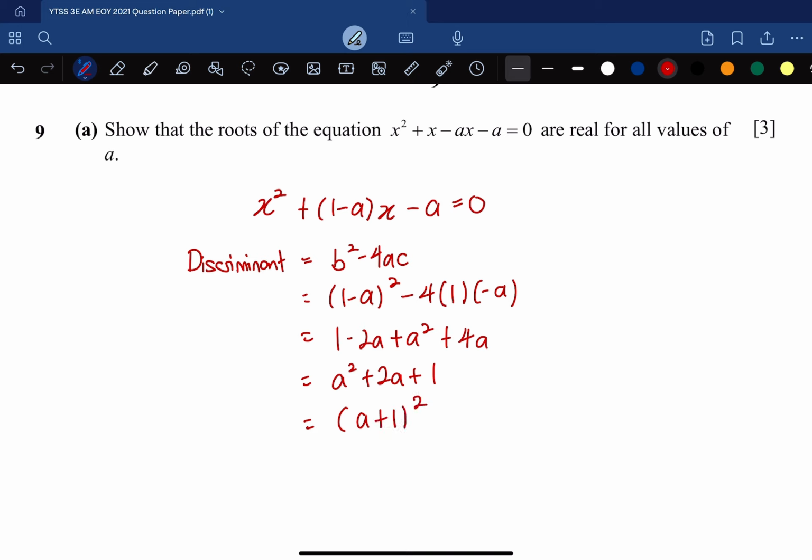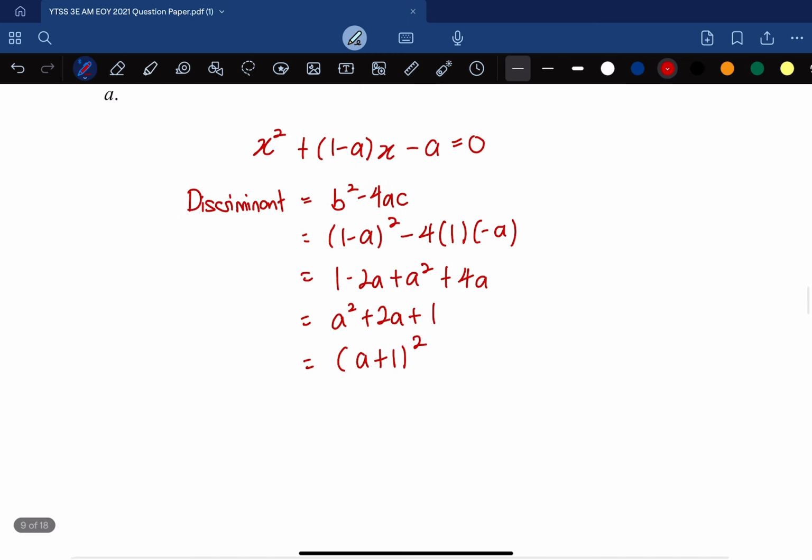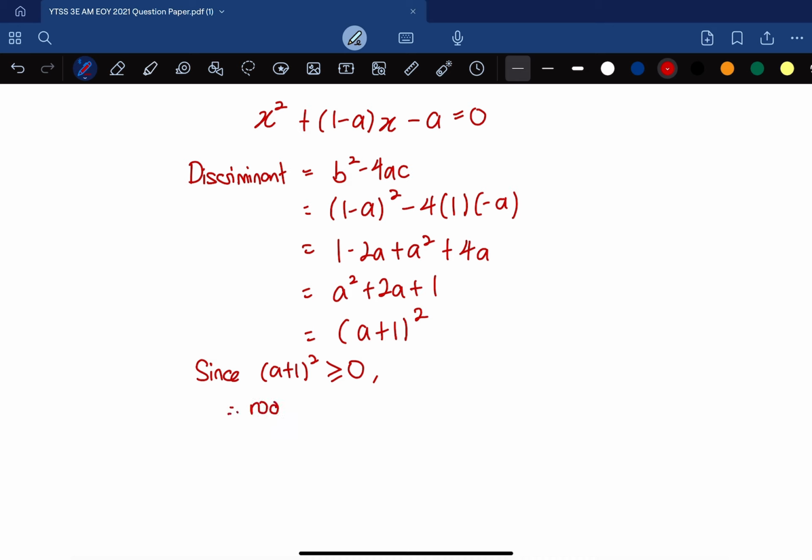Okay, and therefore I know that any square number is always greater than or equal to 0. So therefore, since (a plus 1) squared is greater than or equal to 0, the roots of the equation are real.